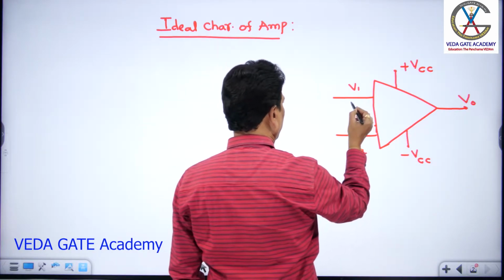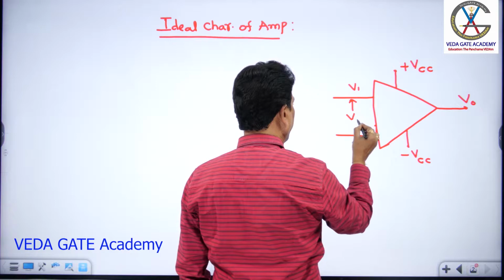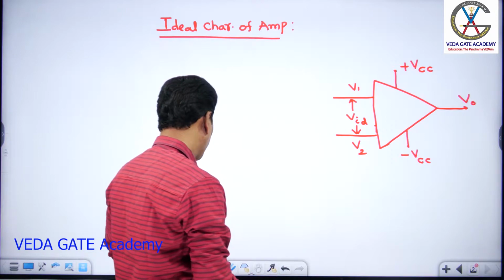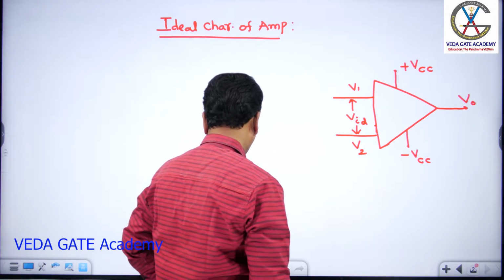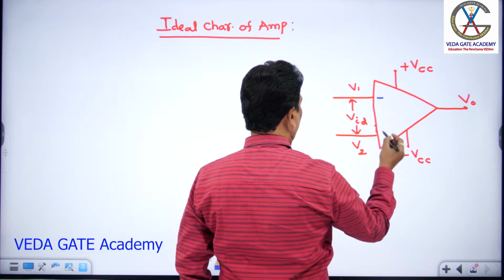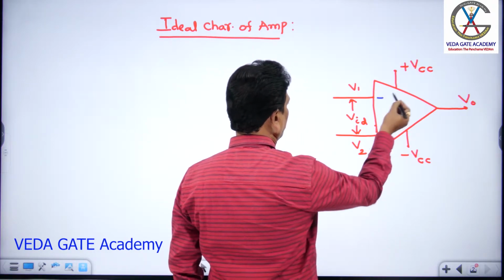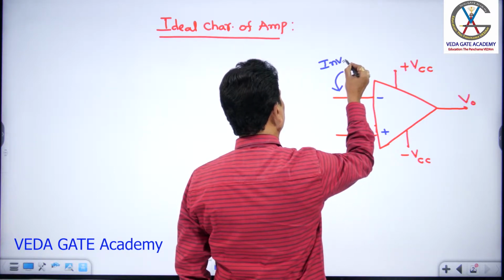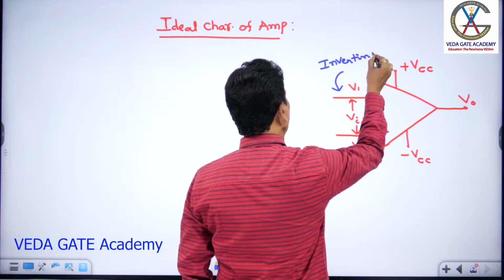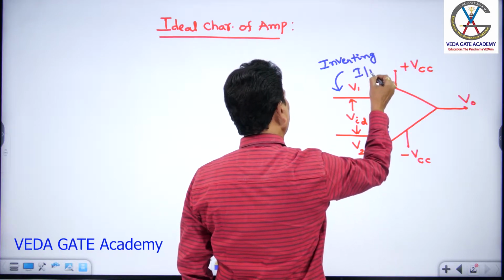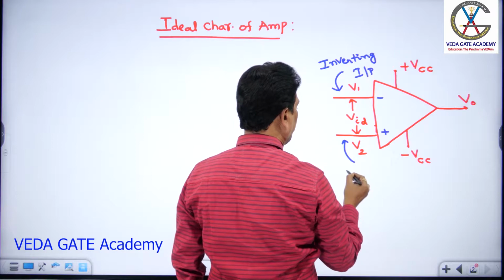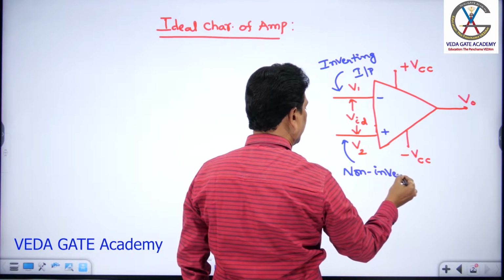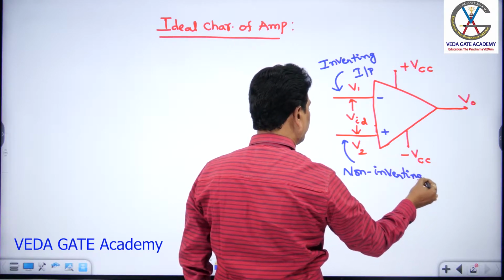The difference of these two signal inputs is called the differential voltage. And you see among the two inputs, one input is marked negative and the other input is marked positive. The negative marked input is called the inverting input, and the other is the non-inverting input. So this is the symbolic indication of an op-amp.